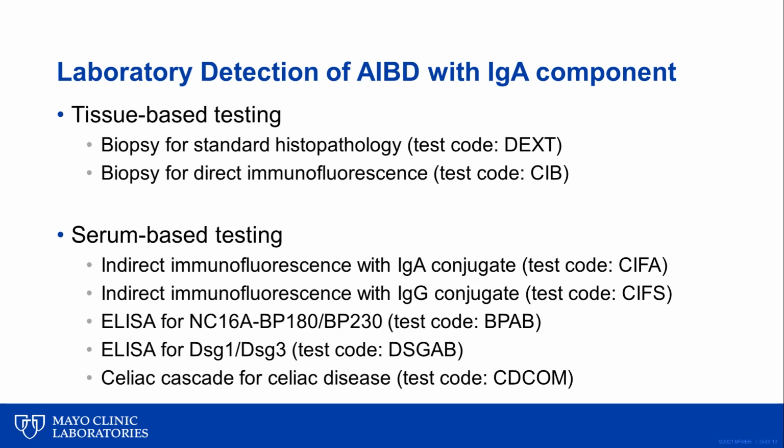In order to accurately diagnose IgA-mediated autoimmune bullous dermatoses, both tissue and serum testing are typically required. Specifically, patients should undergo biopsy of perilesional erythema for standard biopsy and direct immunofluorescence. The exception is dermatitis herpetiformis, for which the direct immunofluorescence specimen should be derived from intact normal skin approximately 1 centimeter away from active lesions. Serum-based testing includes indirect immunofluorescence with IgG and IgA conjugate, and ELISA for BP and desmoglein antibodies. If dermatitis herpetiformis is in the clinical differential diagnosis, then the celiac cascade can be ordered.